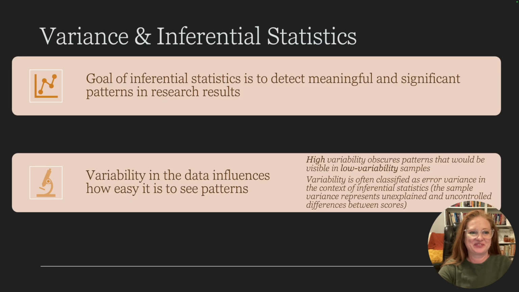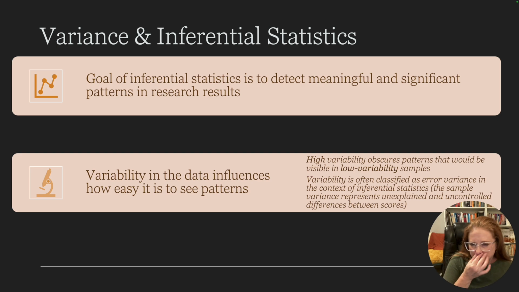Okay. The goal is, here's inferential statistics. So variance is more with inferential statistics. The goal of inferential statistics, right, is to detect meaningful and significant patterns in research results. It allows you to tease out meaning. It allows you to project the future, right, a little bit. Variability in the data influences how easy it is to see patterns. So high variability obscures patterns. With low variability, you're a lot more predictable.